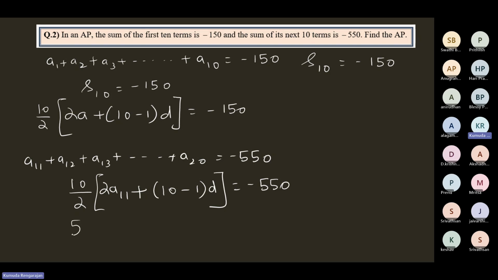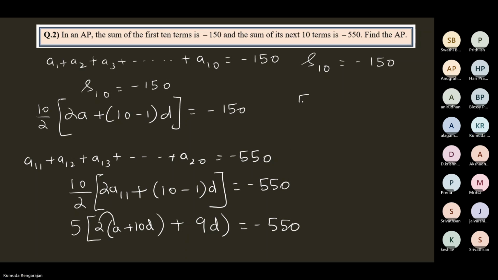Now 10 by 2 is 5. And 2 into what is A11? A plus 10D. What is A11? A plus 10D. Plus 10 minus 1, 9 into D is equal to minus 550. So next step, it will be 5 into 2 into A is 2A, plus 2 into 10D is 20D, plus 9D is equal to minus 550.